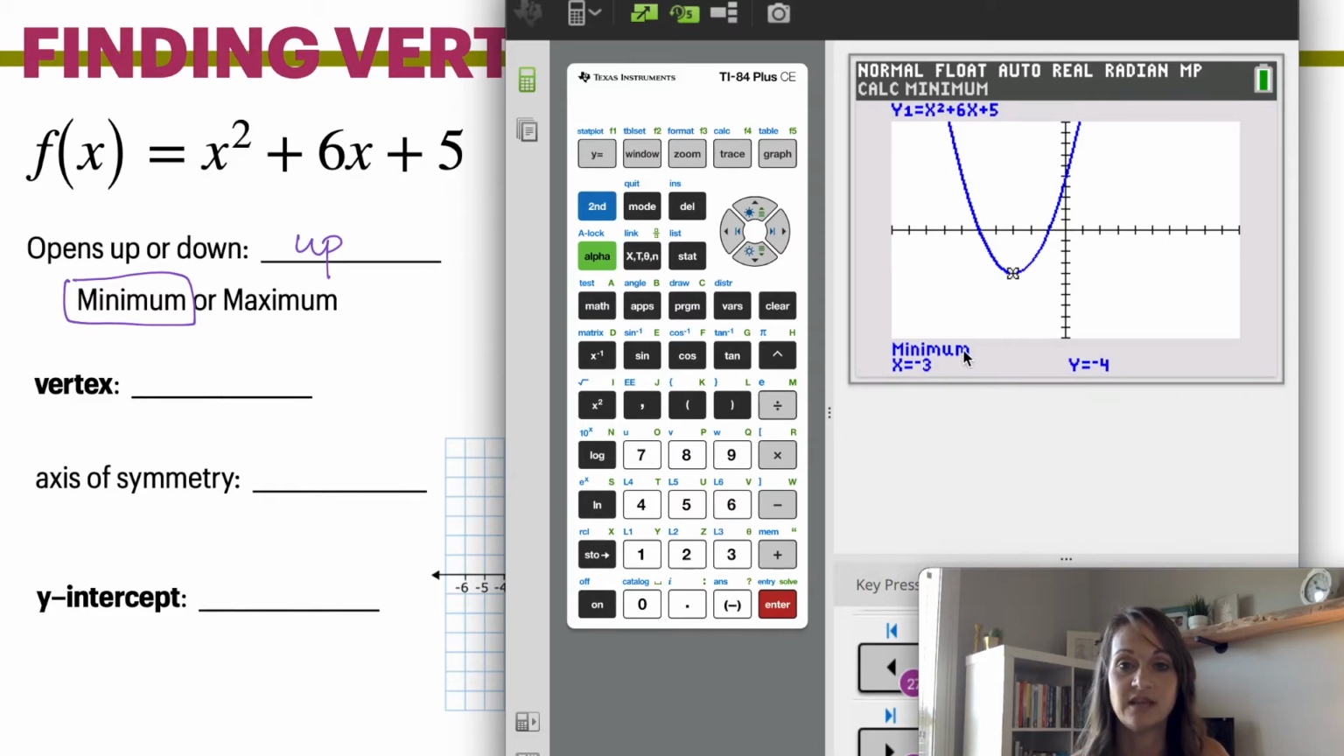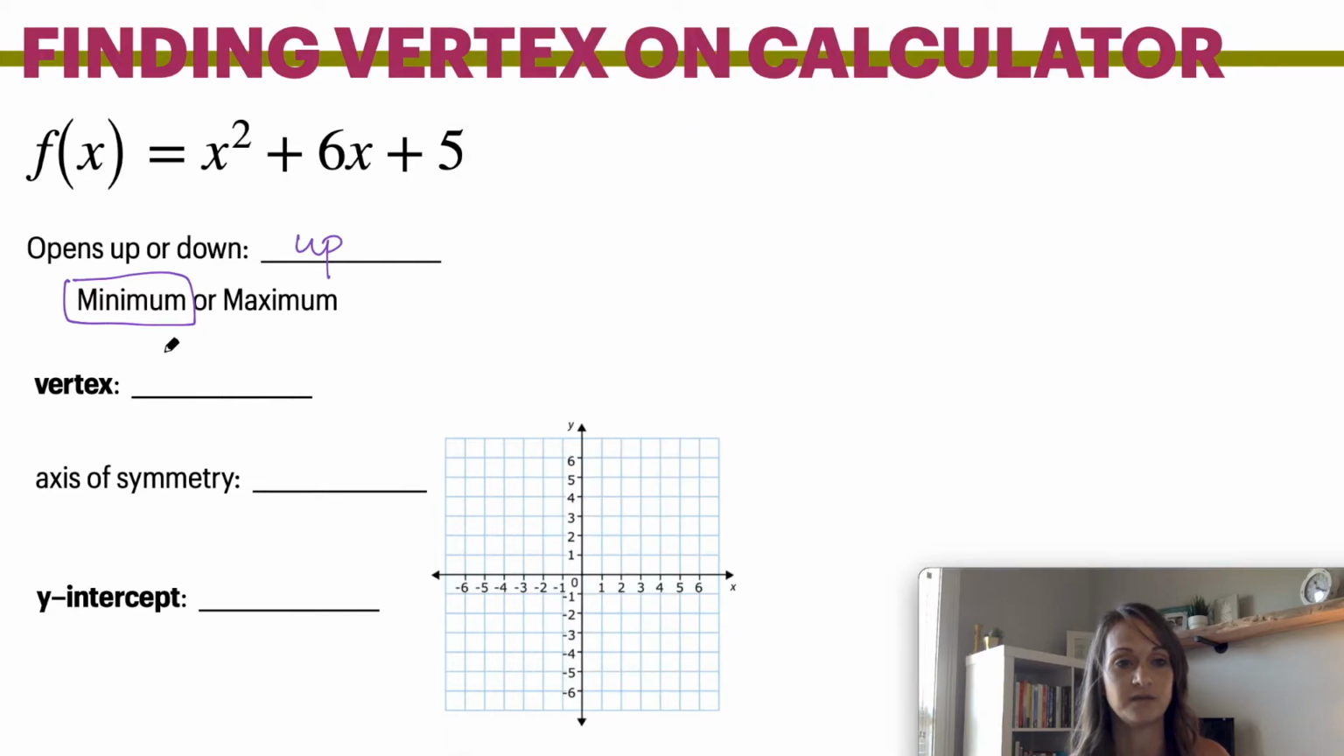The x value is -3. The y value is -4. -3, -4. We now know the axis of symmetry. It is x equals -3. And the y-intercept is if we plug in 0 for x. So 0 plus 0 plus 5 will get us 0, 5.